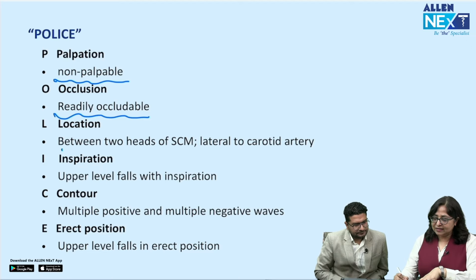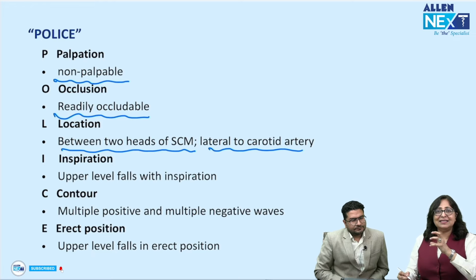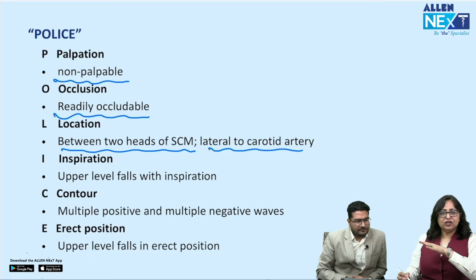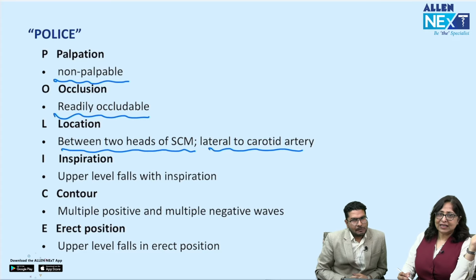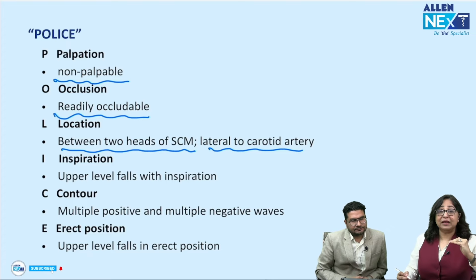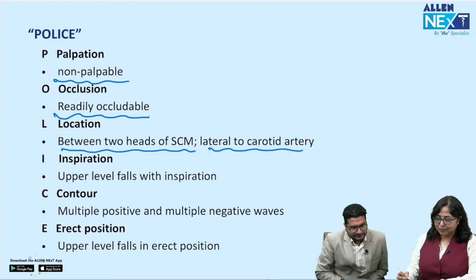What is the location? It is between the two heads of sternocleidomastoid, lateral to the carotid artery. Now, there is a definite upper level of JVP. This upper level of JVP is more visible when you keep the patient at 45 degrees. If the patient is upright, it may not be visible because it goes behind the sternal head of sternocleidomastoid.